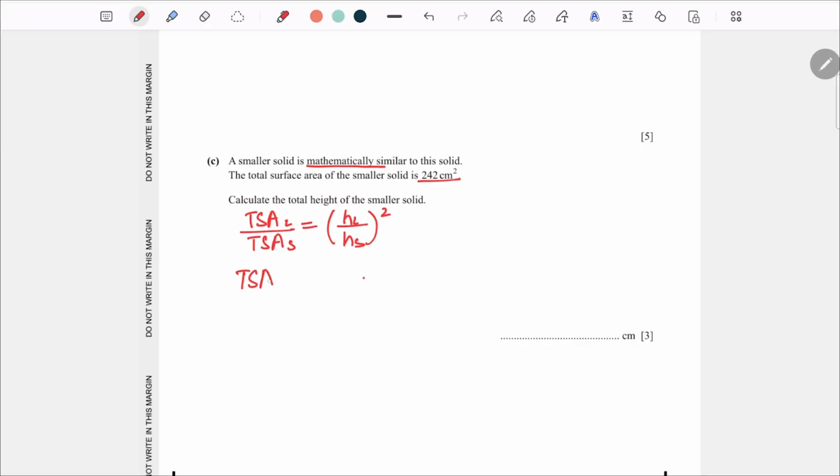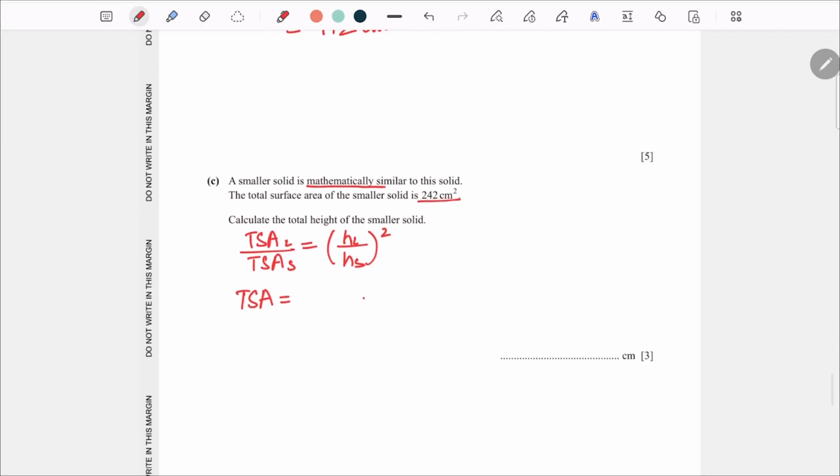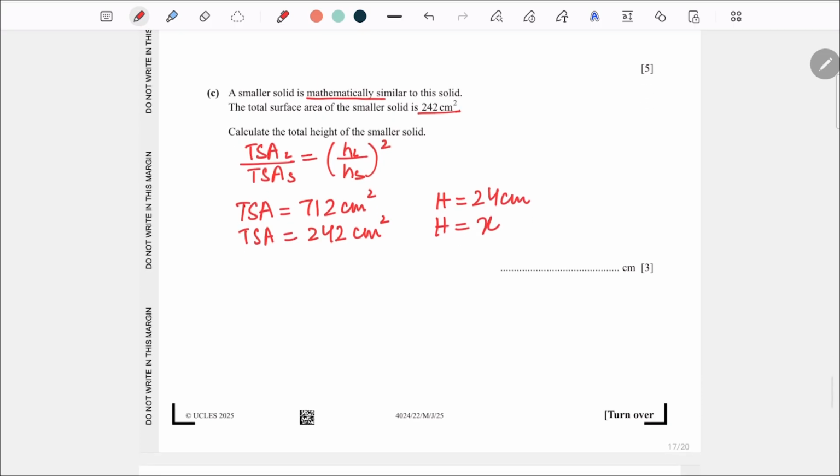So the total surface area of the larger solid that we calculated was 712 centimeters square, and its height was 24 centimeters. The smaller solid, the total surface area that is given in the question is 242 centimeters square, and its height is unknown. We have to find the height, so I'll take it as x. Now, according to the formula of similarity, the ratio of total surface area, 712 divided by 242, is equal to square of the ratio of their heights, so 24 divided by x whole square.